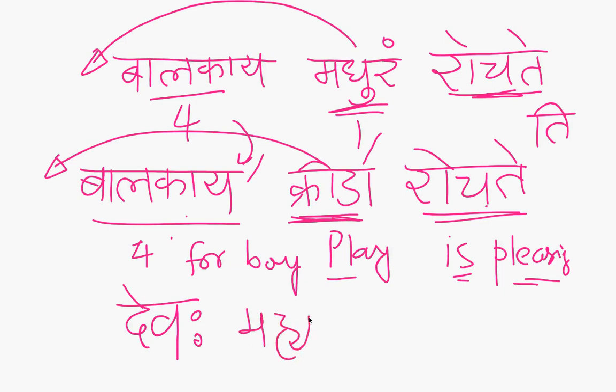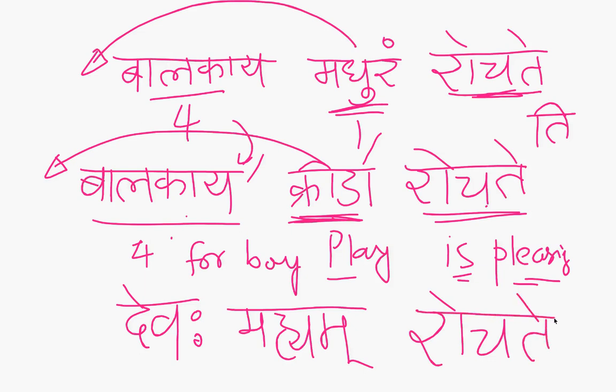Mahyam. Rochate. So that means God is pleasing for me, or God is likeable for me. Don't say by me, because then it will again become Tritiya or something. So pleasing is better, I think. Okay. Dhanyavad.